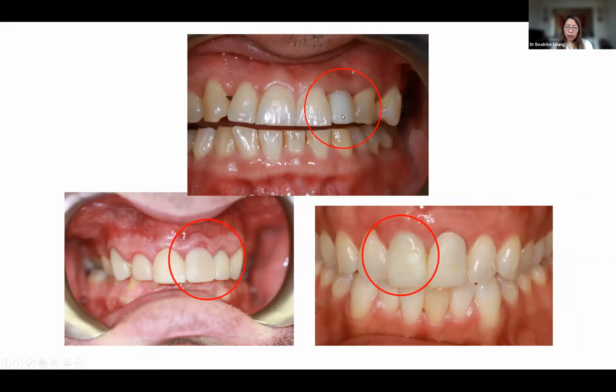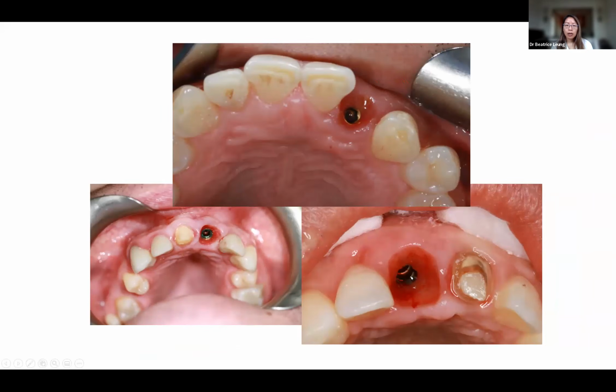This is a temporary implant crown. And when you remove that temporary implant crown, you can see the soft tissue flare. Some have much more flare than others, depending on the size of the tooth, the contour of the tooth.